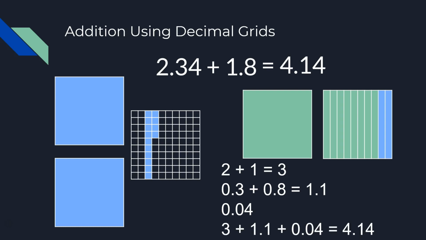So now let's put these together. Let's put 3, 1 and 1 tenth, and 4 hundredths together. 3 and 1 and 1 tenth would be 4 and 1 tenth. And then 4 and 1 tenth and 4 hundredths would be 4 and 14 hundredths. Let's take a look at this with thousandths.